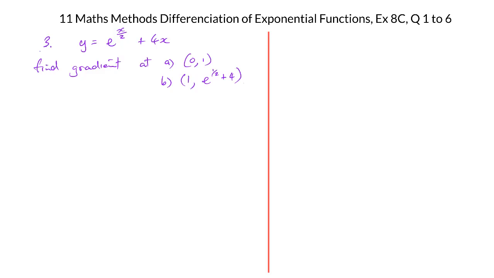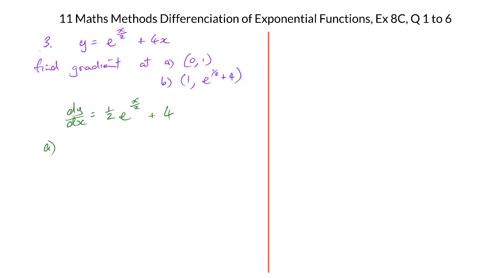Okay, looking at question 3, it says to find the gradient at those points. So of course we need to find the gradient. So dy/dx, the differential of x over 2, or a half x, is a half. So I get a half e to the x over 2, and the differential of 4x is 4.